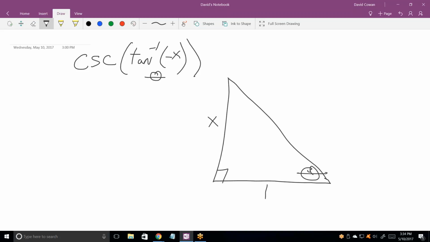Therefore, the tangent of theta would be x over 1, which means we would be taking the inverse tan of x. Now, let's ignore for the moment that there's a negative sign in front of the x. It doesn't really matter. But the fact is, now we can label the third side of this triangle. What's my third side? X squared plus 1.